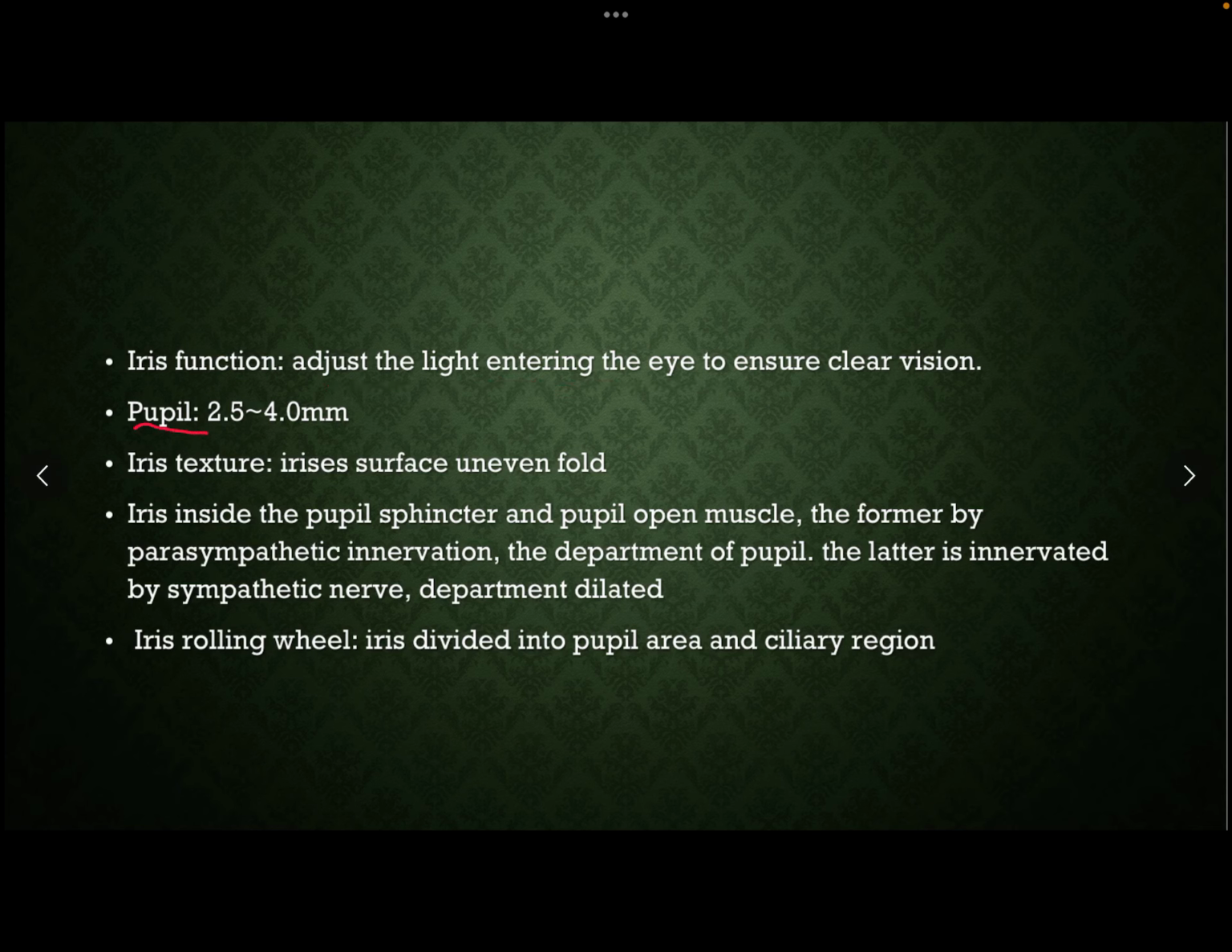The pupil is flexible in measurement, 2.5 millimeters to 4 millimeters. The iris surface has uneven folds. Inside the iris are the pupil sphincter and pupil dilator muscles. The former is innervated by parasympathetic nerves, the latter by sympathetic nerves. The iris is divided into the pupillary area and the ciliary region.